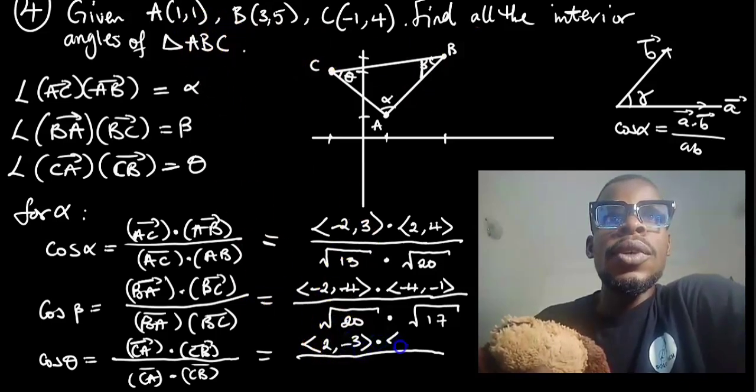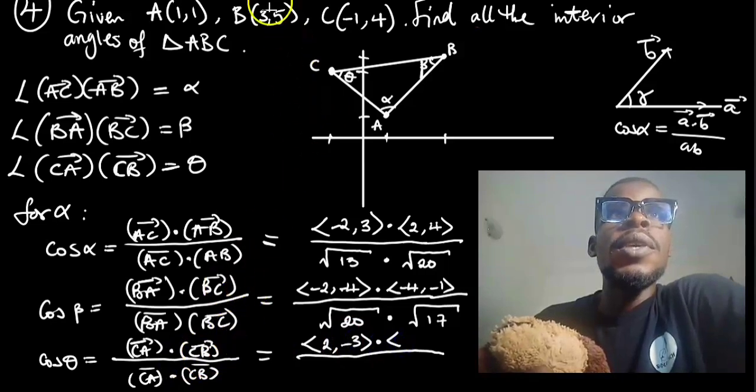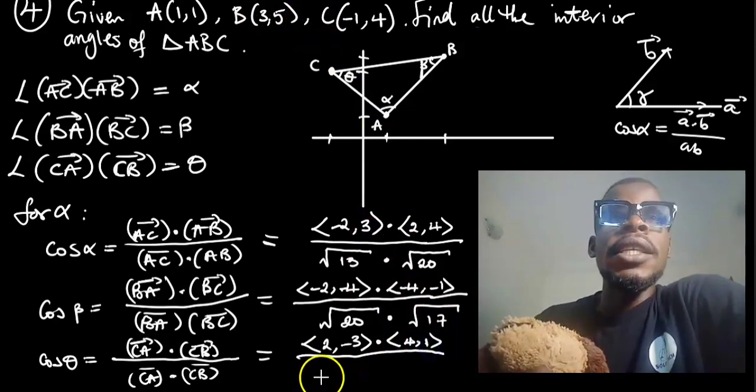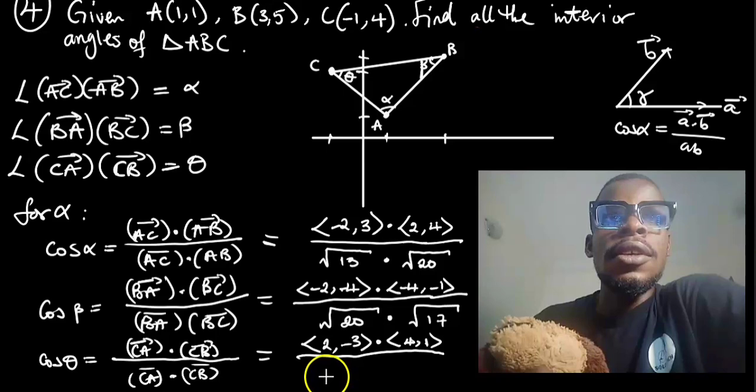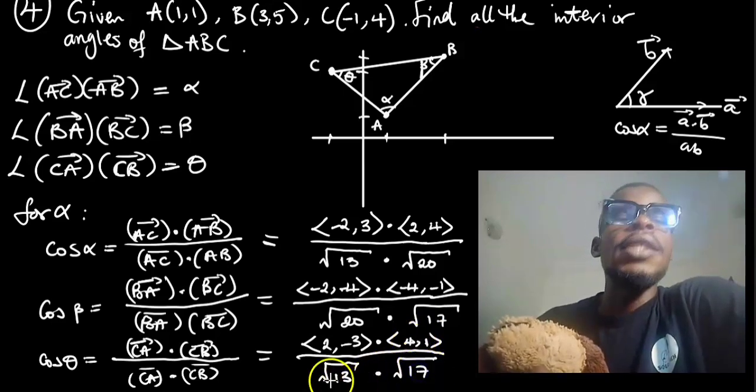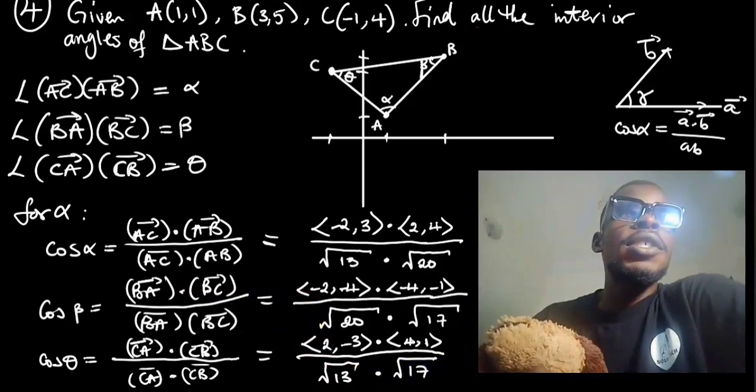If we dot that with, well, C to B would mean B minus C. That's 3 minus -1, that will be 4. And then 5 minus 4, that will be 1, divided by the product of their lengths. So 2 squared plus 3 squared, that will be square root of 13. Okay, because 3 squared is 9, 2 squared is 4. Then 4 squared plus 1 squared, that will be square root of 17. Good, great. Okay, so from the next page, I'll just do the following.